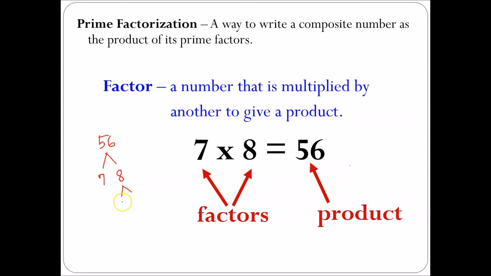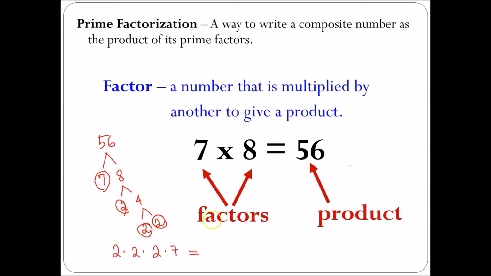still break 8 into 2 times 4, and we know 4 is still a composite number, and we can write it as 2 times 2. And we're done. So our prime factors are 2. How many 2's? 1, 2, and 3. So we write that as 2 times 2 times 2. And then finally we have 7.